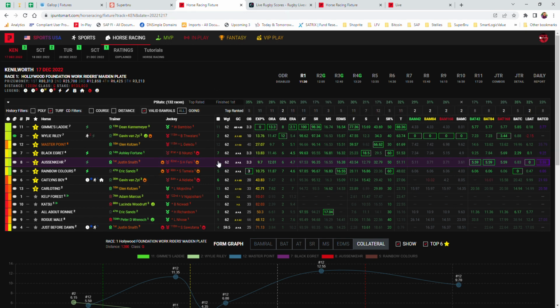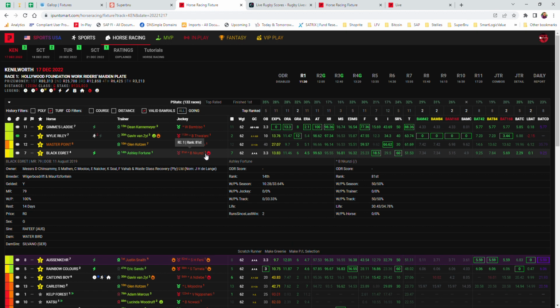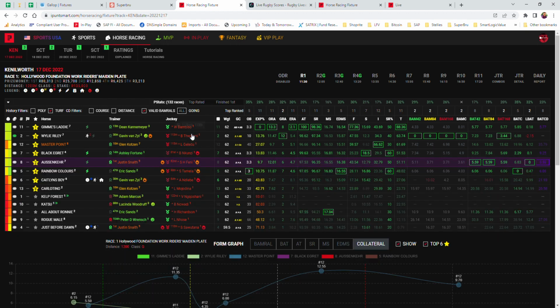You'll also see these flashing stars or flashing flames. Now those flashing flames are quite easy. The more red, the higher the percentage, and the more it flashes, the higher the percentage. So in this case, Mr. B. Nkunzi has a 50% win and 50% place record for this season, which is pretty decent.